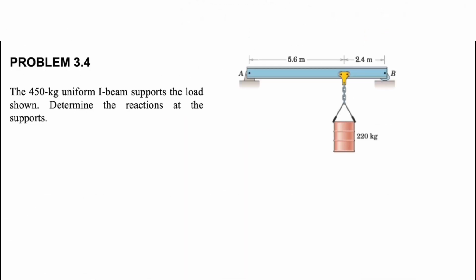So in today's video, we're going to go over another problem from chapter 3. And in this question, we have this I-beam that has a mass of 450 kilograms and it's supporting a load, which is 220 kilograms. We need to determine the reactions at the supports.